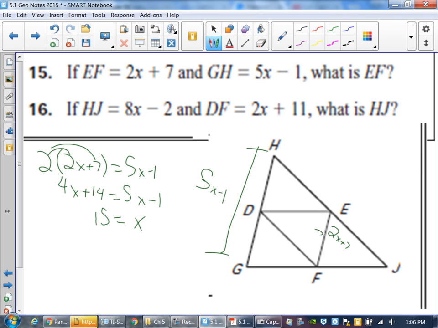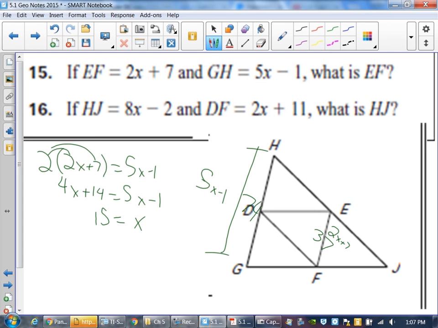37. Double check the other side. 5 times 15 is how much? It's 75. Subtract 1 and you're left with? Hey, is 74 or doubled 37? Yay. And you do it one more time.